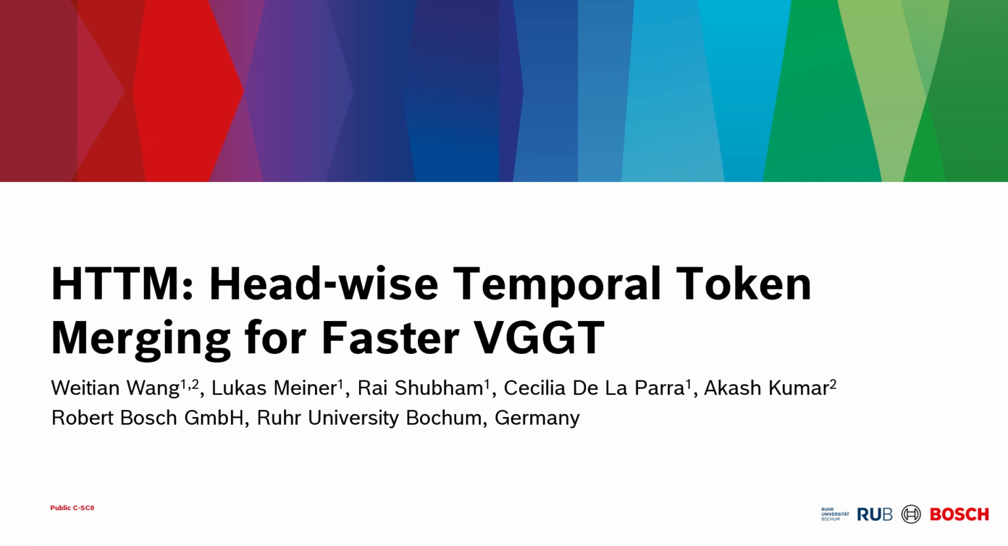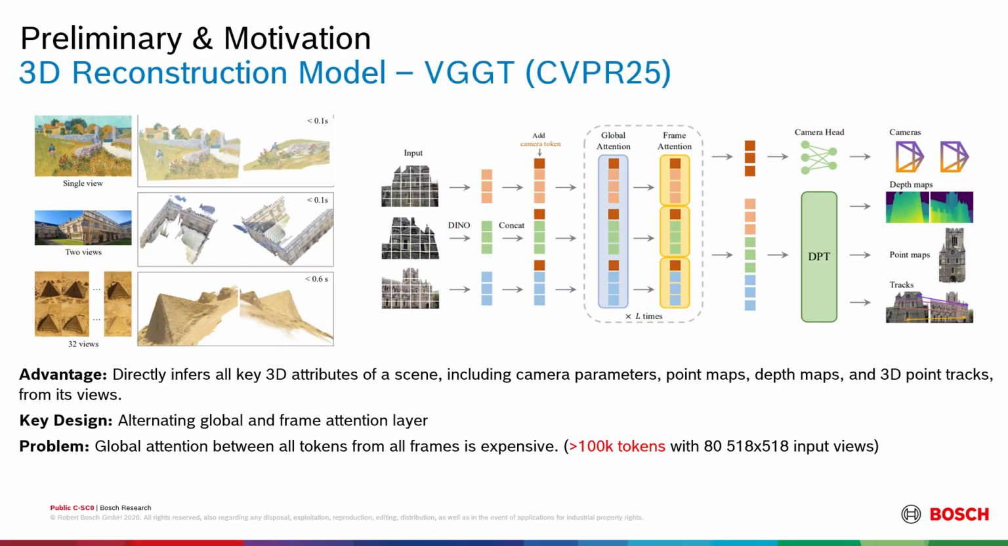Today I will present our work, HTTM: Headwise Temporal Token Merging for Faster VGGT. The core question is simple. Can we make VGGT much faster on long multi-view inputs without retraining and without sacrificing reconstruction quality? Let me start with the motivation.